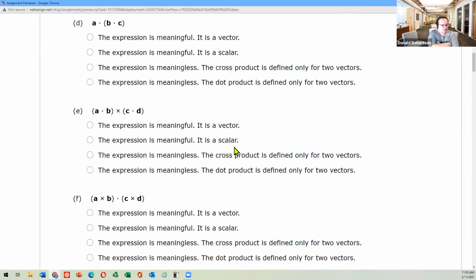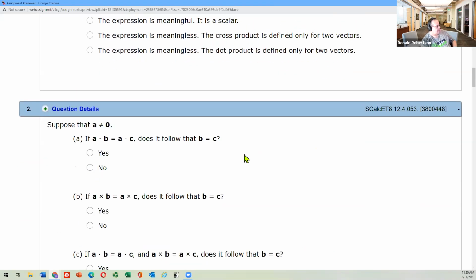Now what about D? A dot B dot C, right? The dot product of A with the dot product of B dot C. Would you be able to do that? Would it be meaningful? No. B dot C gets you a number, 42. Right? Dot products get you numbers, scalars. You can't do a vector 1, 2, 3 dot product with the number 4. Don't you need a vector dot product another vector? So it is not meaningful, right?